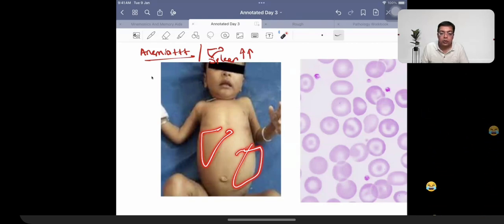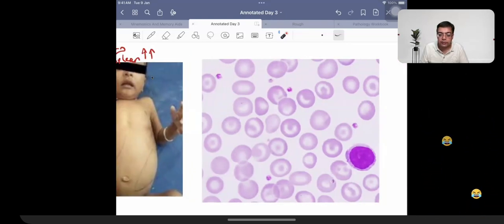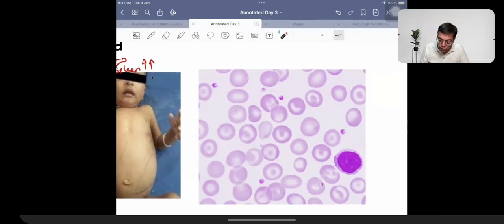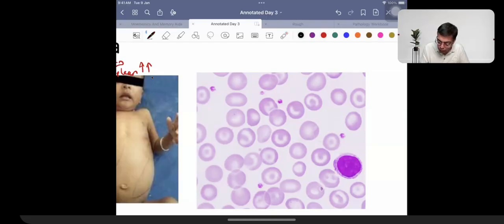Right? And you're also going to have the peripheral smear finding like this. Now, you are going to have the presence of microcytic hypochromic anemia over here. That is one important finding. Microcytic hypochromic anemia.